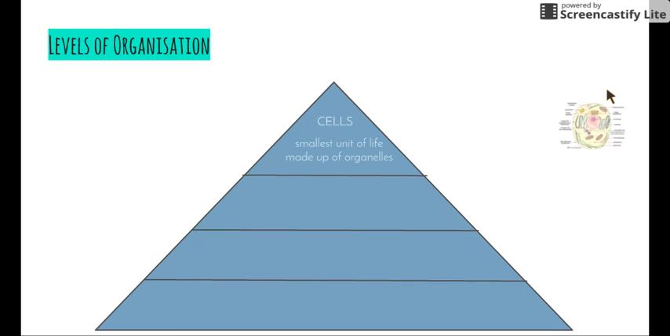So we start off with our cells. As we know from the cell theory, the cells are the smallest unit of life. And as we've been looking at throughout this topic already, they are made up of smaller parts known as organelles. So the nucleus, mitochondria, in plant cells, the chloroplast. So then when we have a group of cells coming together that have a similar job, or they are the same kinds of cells, we have what we call tissues.